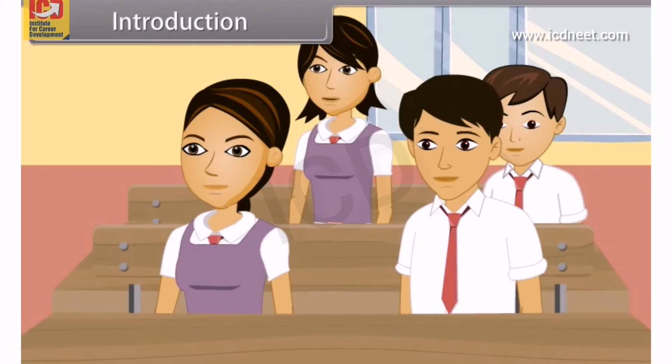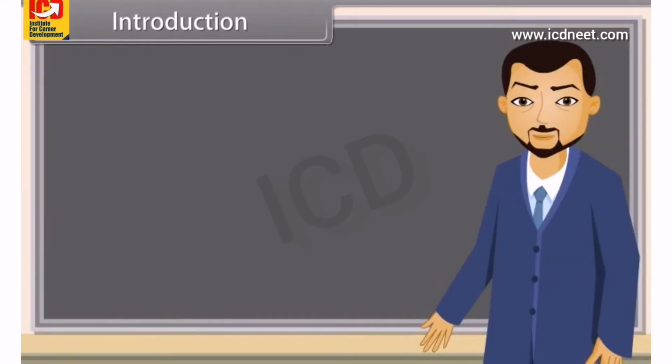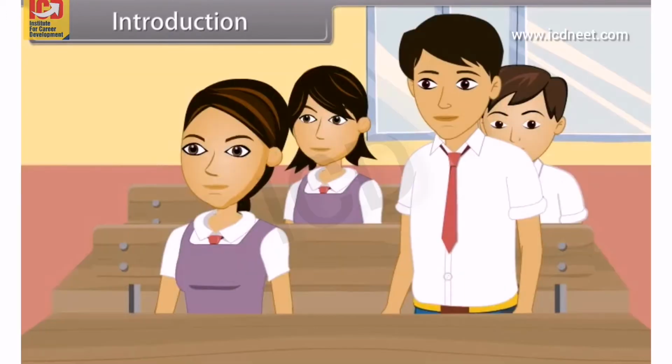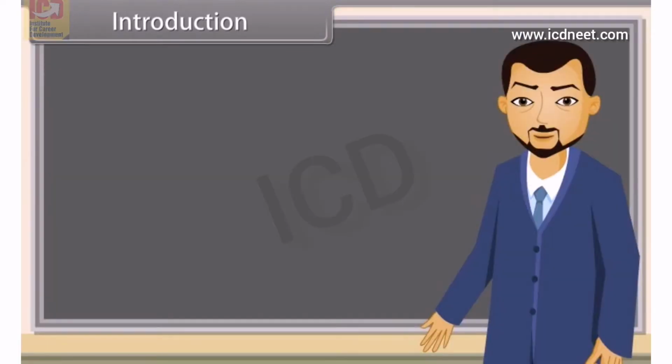It is the use of microorganisms such as bacteria to perform specific industrial process. Well said, Ritu. Can anybody tell me what are the processes for which biotechnology is used? There are many processes for which biotechnology is used, such as gene transfer for identifying diseases, etc. Very good, Pratik. Let's study it in detail.